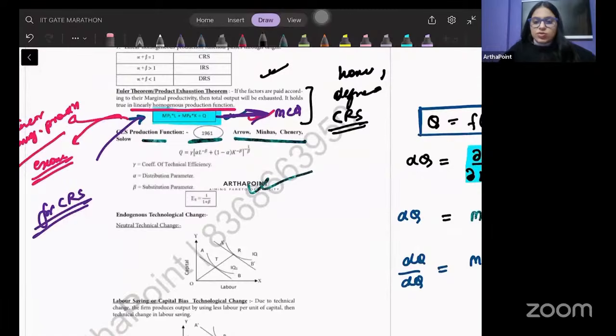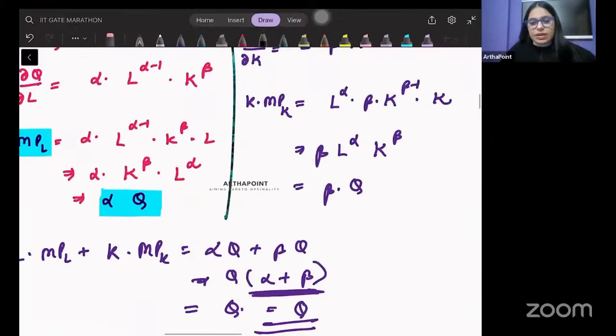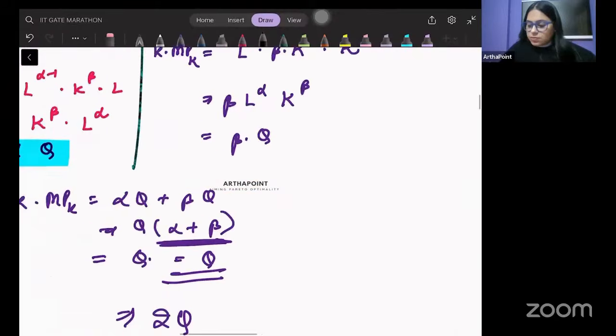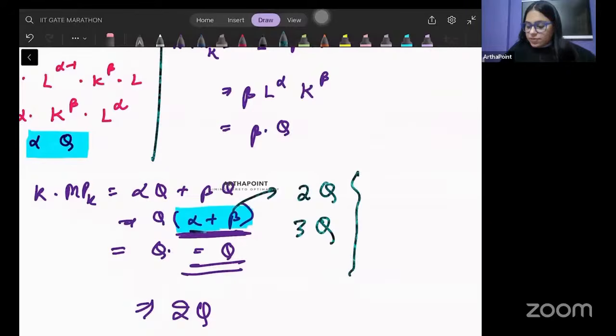So yeah, I told you, right? If it is increasing returns to scale, then here we can see that I am able to take alpha plus beta common. So when it is increasing returns to scale, the sum of alpha plus beta will be more than 1. Suppose the sum is 2. So it will be 2 times Q, or it will be 3 times Q, and so on. So if alpha plus beta is greater than 1, accordingly you will have Q. Absolutely, you're correct, beta.